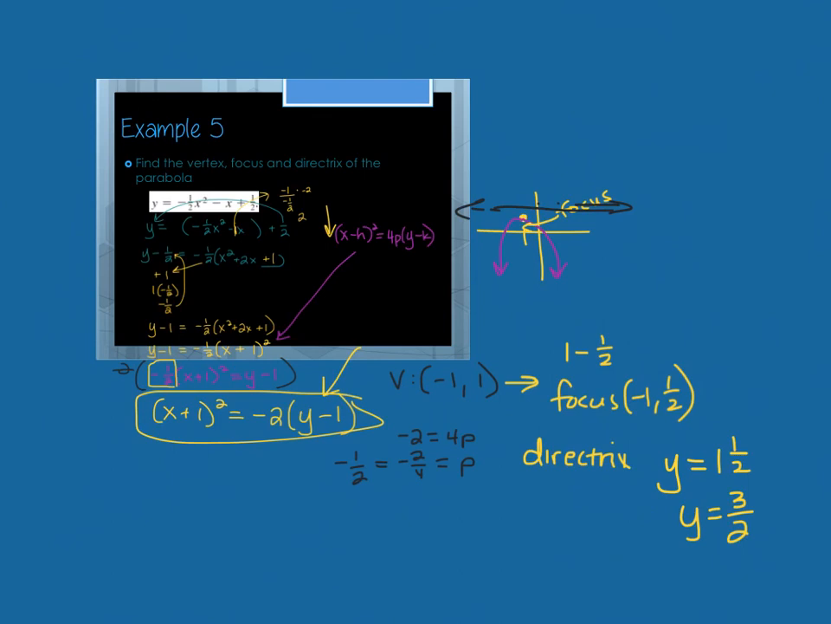So I have to take the vertex y coordinate, because that's what's going to shift it vertically, and subtract the 1/2 from it so that it goes 1/2 below where my vertex is. Add the 1/2, it goes 1/2 up. That's where my directrix is. Does that make sense? Okay. I think that's the hardest of the section, to be honest. I mean, with the combination of the complete the square and all that stuff.